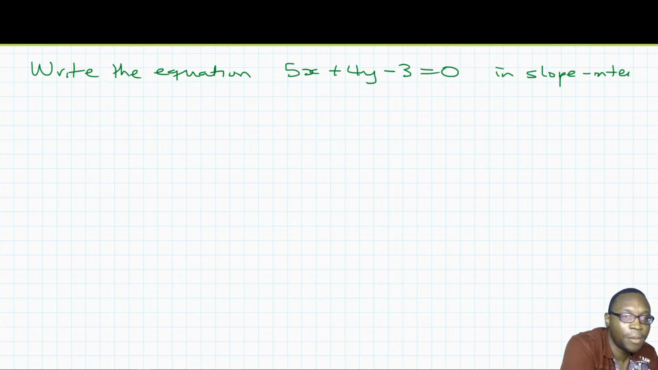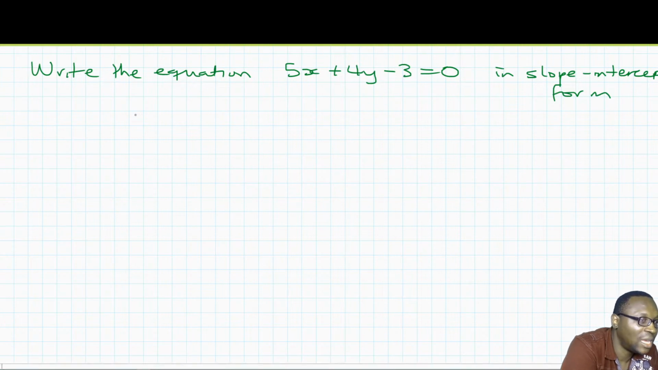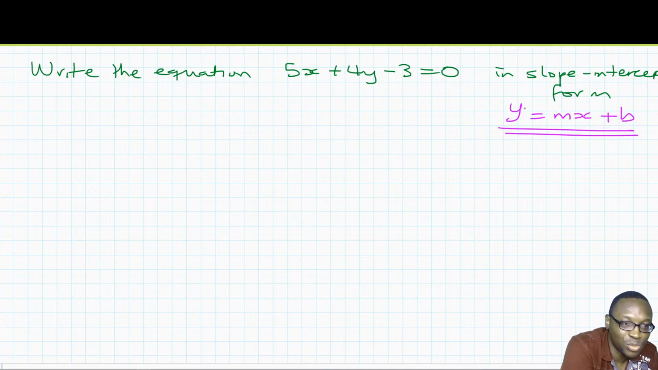Okay, so the question here, I'm going to come up with a question. Write the equation 5x plus 4y minus 3 equal to 0 in slope-intercept form. So we're going to write the equation 5x plus 4y minus 3 in slope-intercept form. So what I'm going to do here is, you have to always remember that you're writing it in the form y equal to mx plus b. So this is your end goal. You have to have just y.